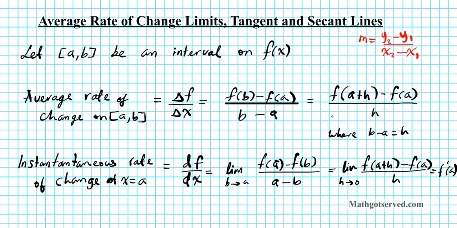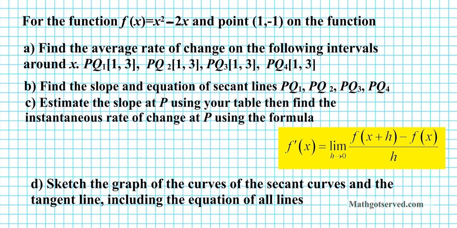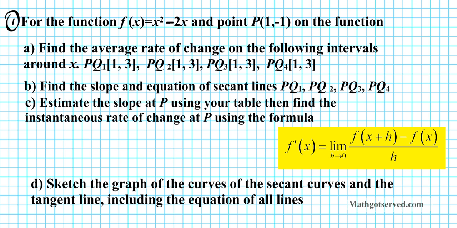All right, so let's go ahead and take a look at the example. All right, so for this problem that we're going to work on, let's call this problem number 1. It says for the function f of x equals x squared minus 2x and a point P, which is 1 and negative 1 on the function, we're going to find the average rate of change on the intervals around x: 1 comma 3, 1 comma 2, 1 comma 1.5, and 1 comma 1.25.